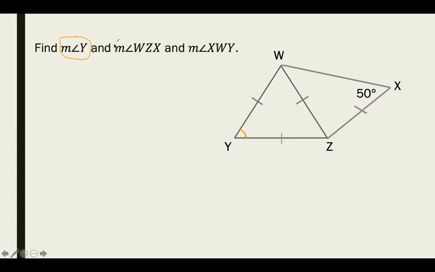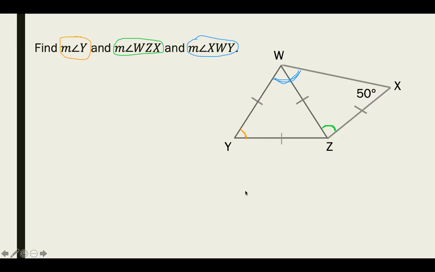All right, for angle WZX, that would be this angle right here. Trying to figure out how many degrees that angle right there is, right? WZX: Z is the vertex, W and X tell us the sides of the angle. And lastly, XWY: W is the vertex, X and Y are the sides, and so for this angle here, we are talking about this angle, this whole thing.